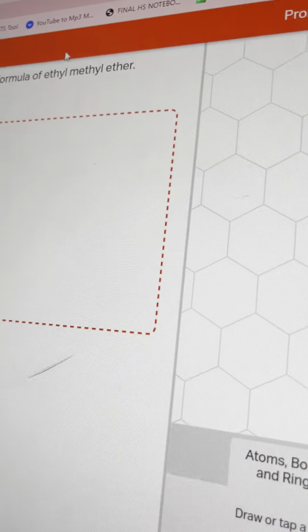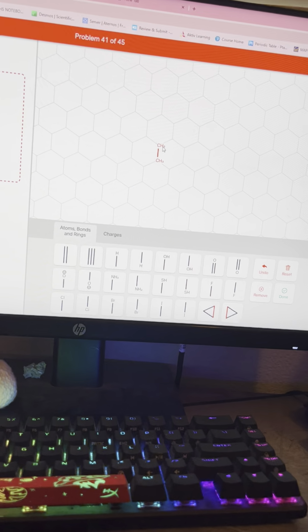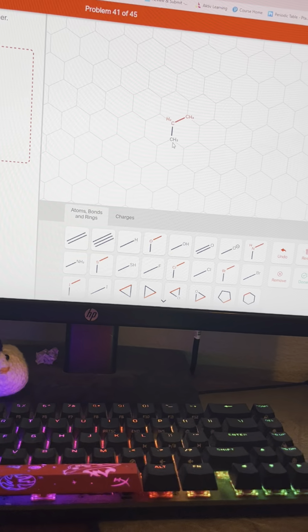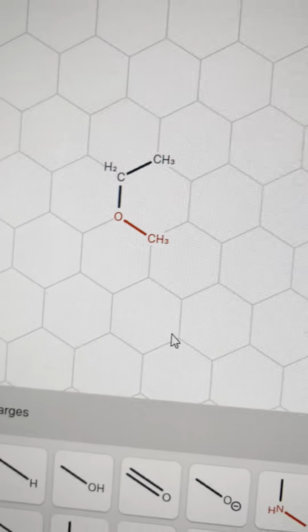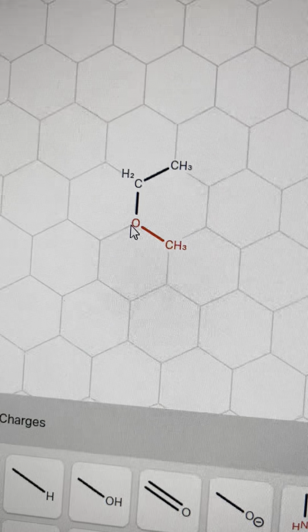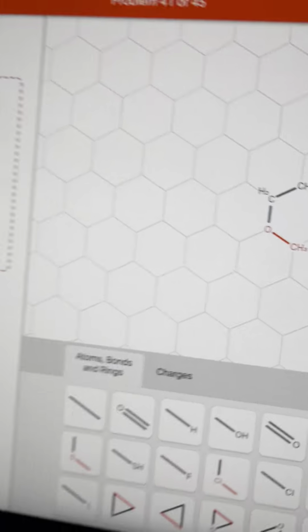Continuing on, we have ethyl methyl ether. So our ethyl is 2 lines, remember? And then methyl is just 1 line. And then we put the O in the middle. So this is the ether right here. The methyl is this 1 line. The ethyl is these 2 lines.